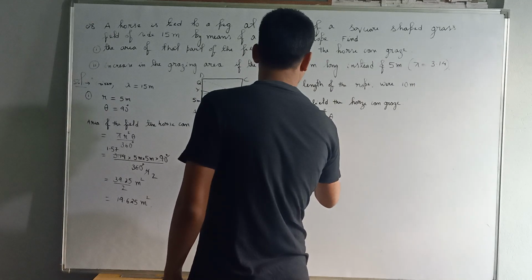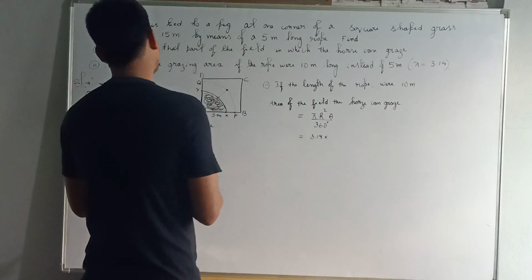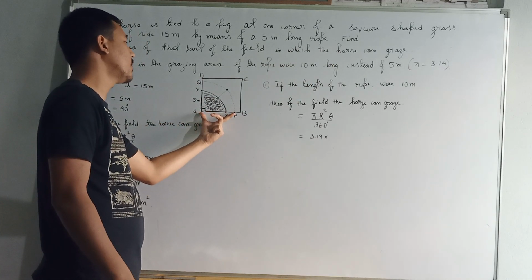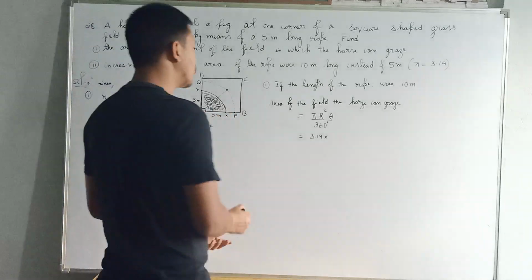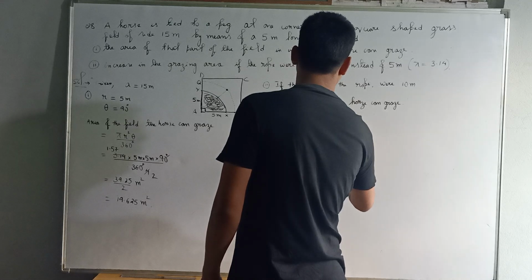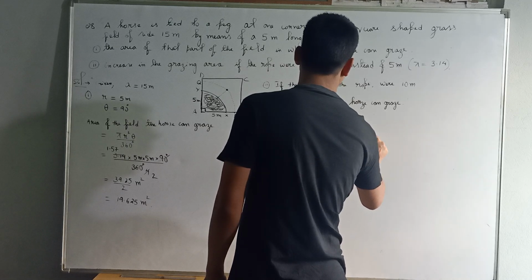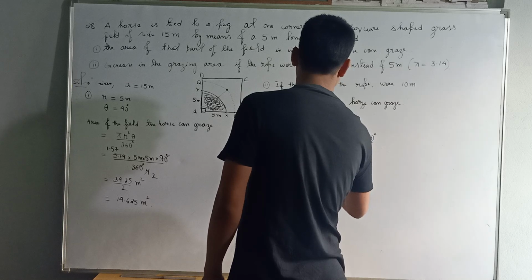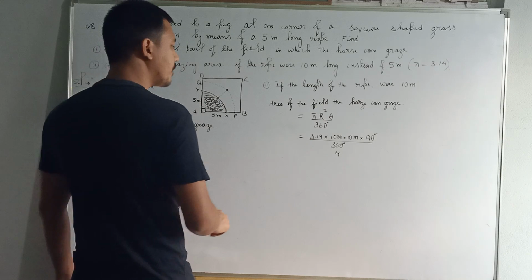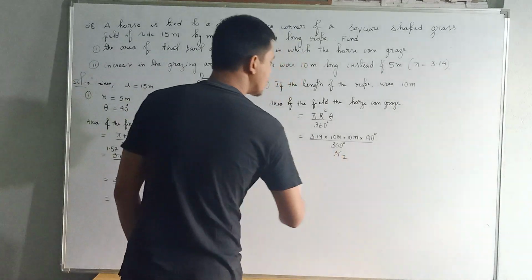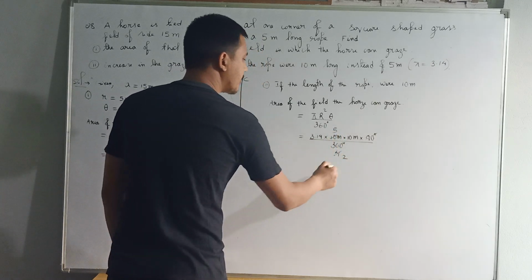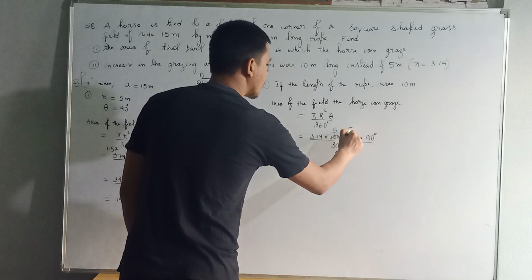So pi is 3.14 into R squared. This time the length of the rope is 10 meters. So this AP, the radius of the sector, would be 10 meters. So R squared, R into R, so 10 meters into 10 meters into theta 90 degrees upon 360 degrees. 90 degrees, 4 times is 360 degrees. 2 times 4, and then 2 times 5 is 10, right? 2 times 1 is 2, 2 times 5 is 10.